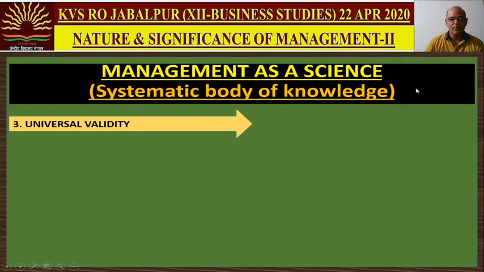Number 3, universal validity. Remember, all the scientific principles are universally valid. They are commonly applicable in every situation, everywhere, anywhere in the world. Managerial principles are also universal. It means when I say that the motivated worker produces more, it applies in India as well as in USA or anywhere in this world. In your home, in my home, everywhere the motivated worker produces more.